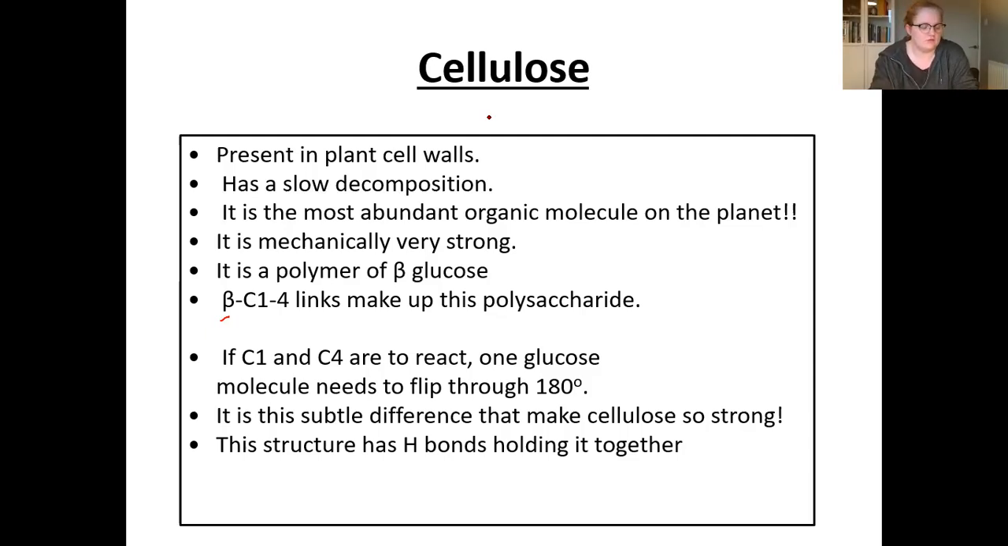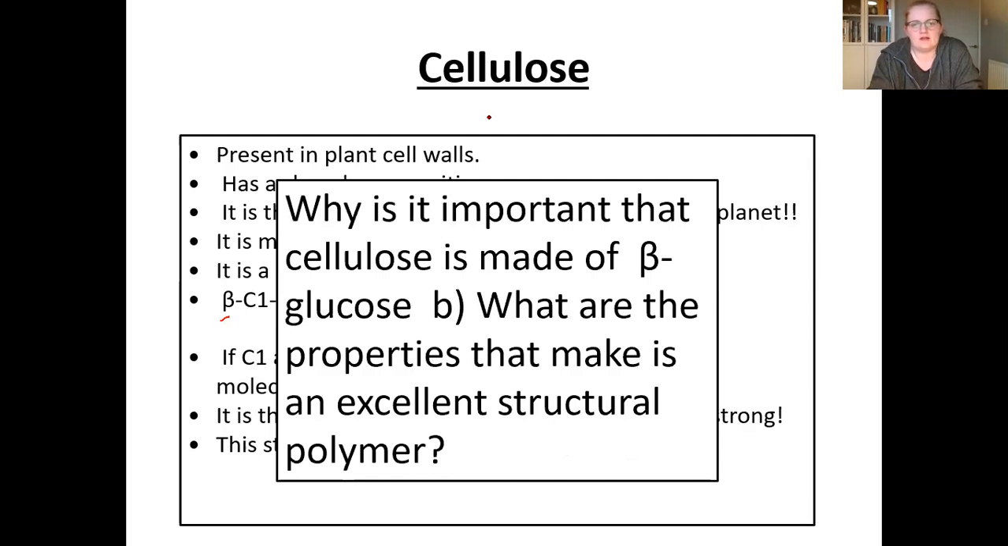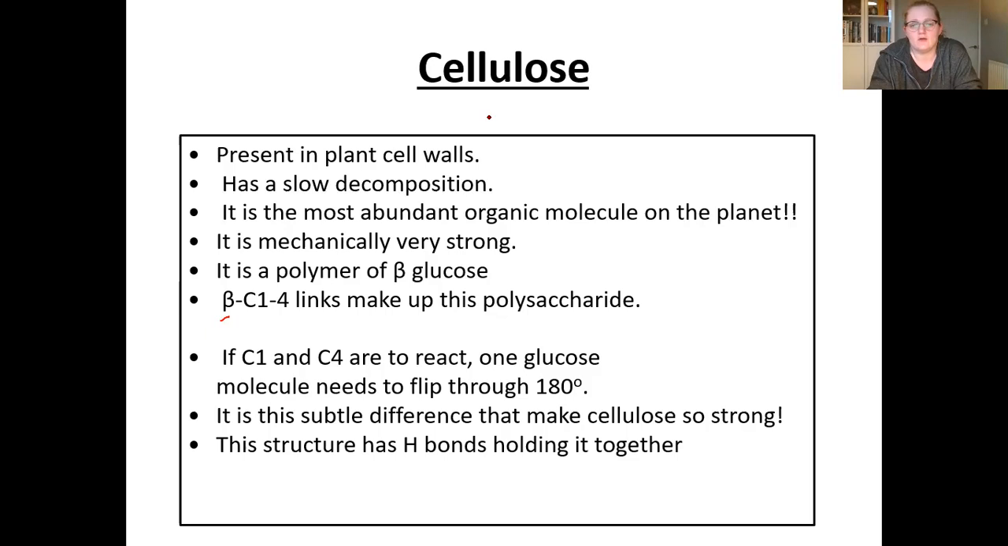So cellulose, we don't want it to break down because we want to use it for that. So why is it important that cellulose is made of beta glucose? Well, it's important because for carbon 1 and carbon 4 to react, one of those glucose molecules needs to flip 180 degrees. That flipping 180 degrees is what makes the cellulose so, so strong.